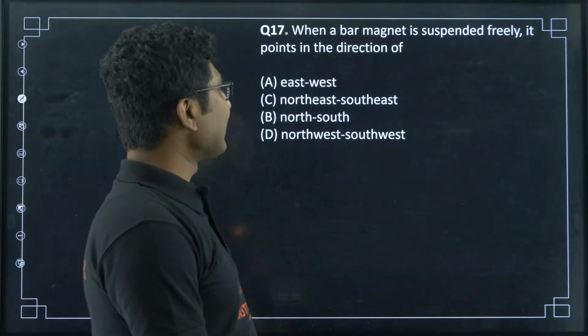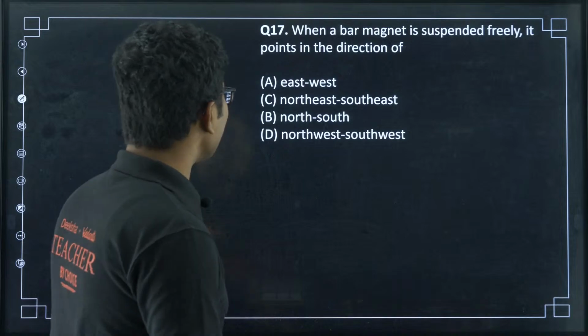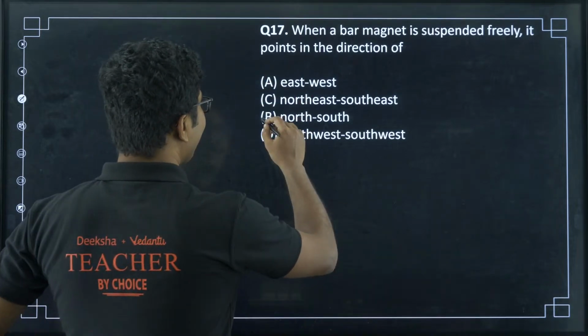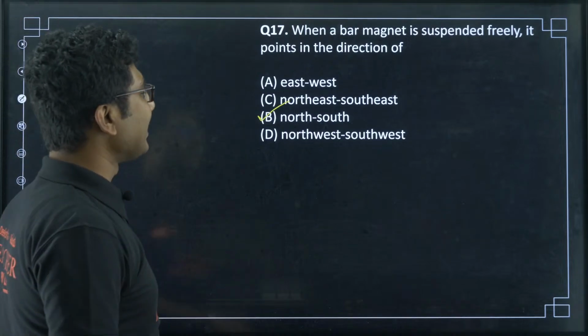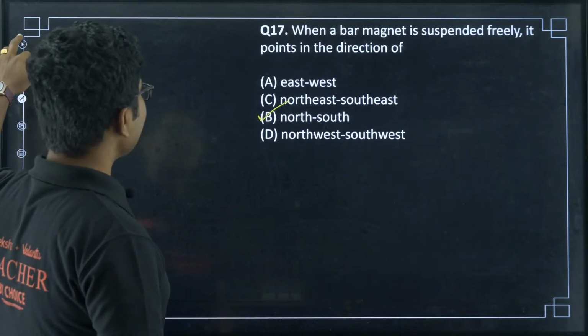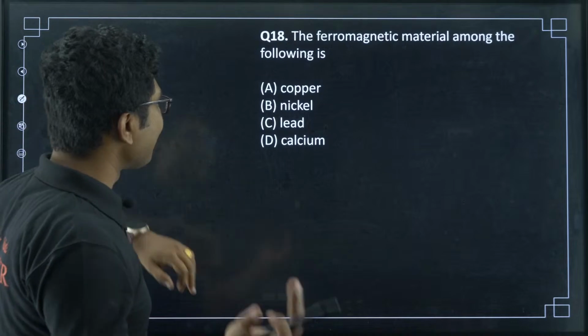When a bar magnet is suspended freely, it points out. Same question, only the option orientation is different. This will be the north-south direction. Whenever you suspend a bar magnet, it will face the north-south direction. I will not waste time on such questions.